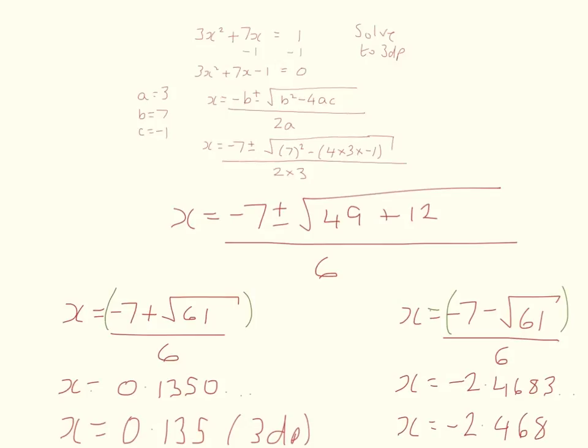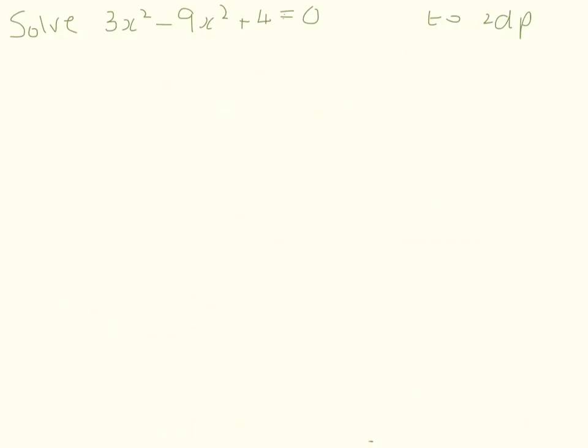So in this question we had to rearrange it so it was equal to 0. We got our values of a, b and c, substituted them in, we simplified, we split them up, and we solved to the appropriate number of decimal places. Okay, in this final example, we've been asked to solve 3x squared take away 9x plus 4 equals 0 to 2 decimal places. It says to 2 decimal places, so that means I should be using my quadratic formula. Minus b plus or minus the square root of b squared minus 4ac divided by 2a. You do not need to remember that, it is given in your formula sheet.